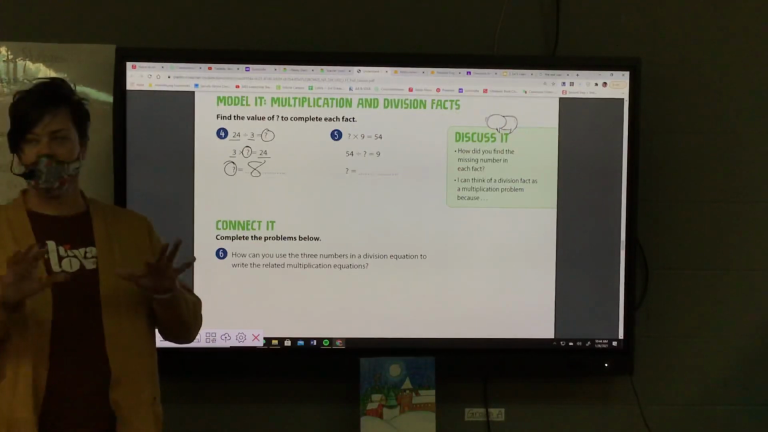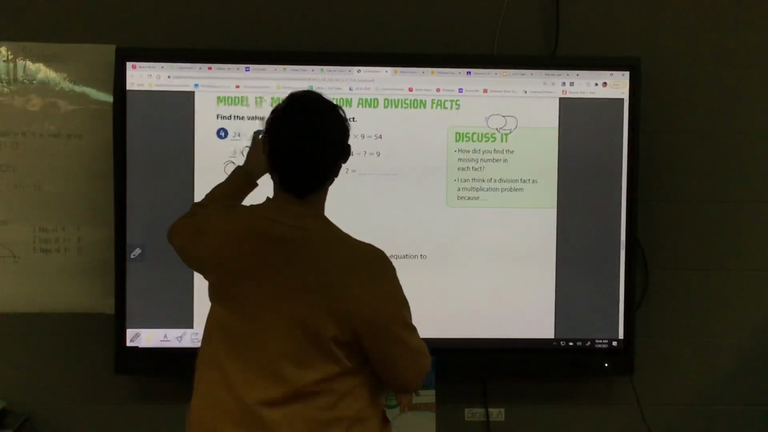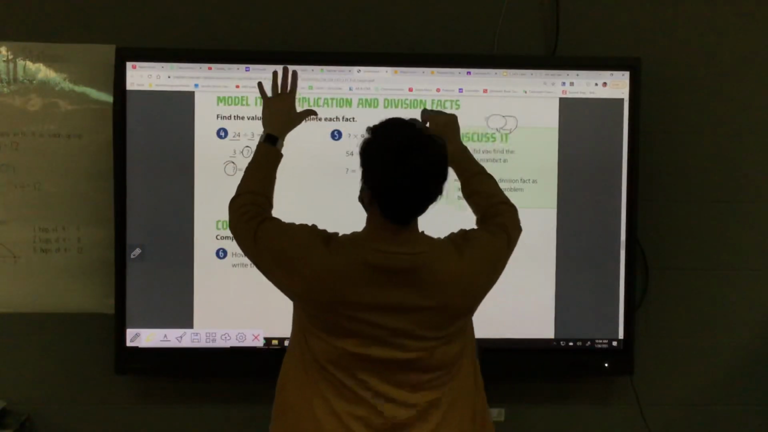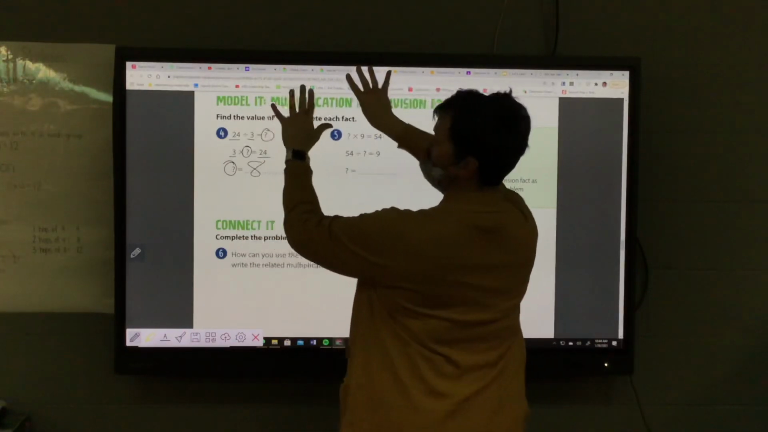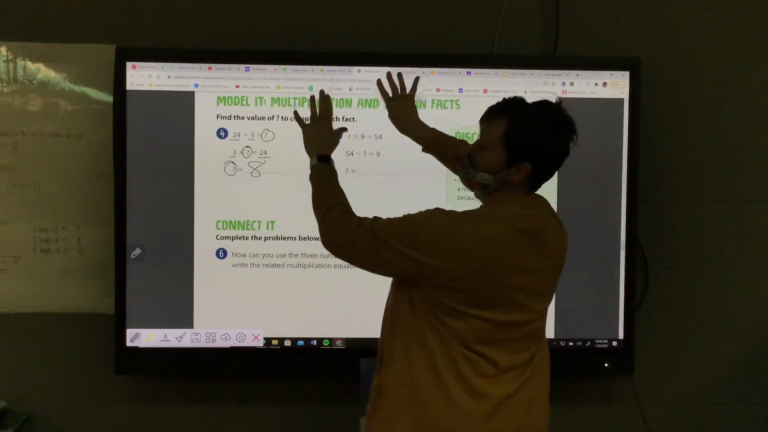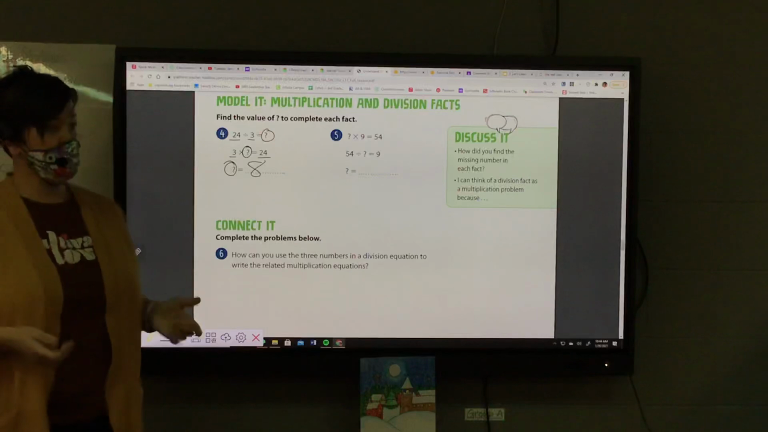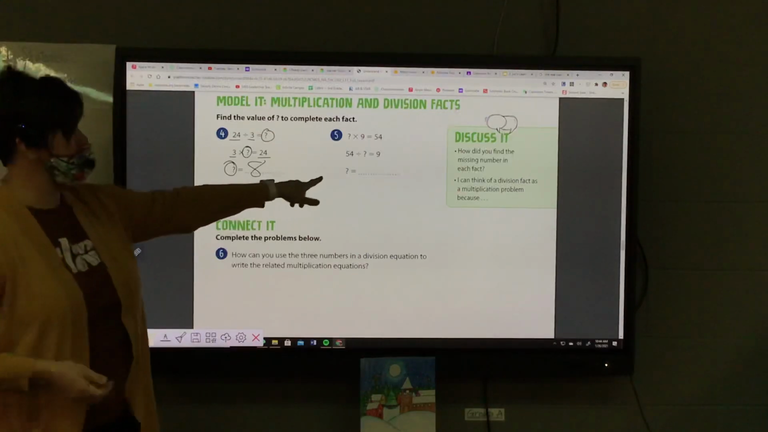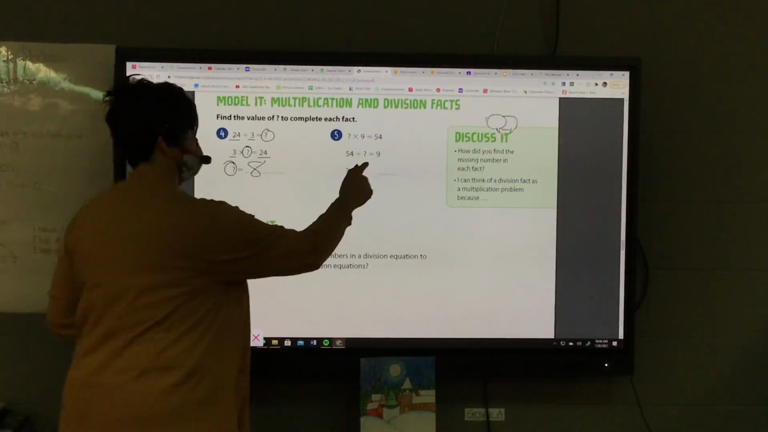Could we use the 9's trick to help us out with this? We have to end up with 54. So 9 times 1, 2, 3, 4, 5. What is this? 6. Does 9 times 6 equal 54? Yep. So what is our missing number here? 6.